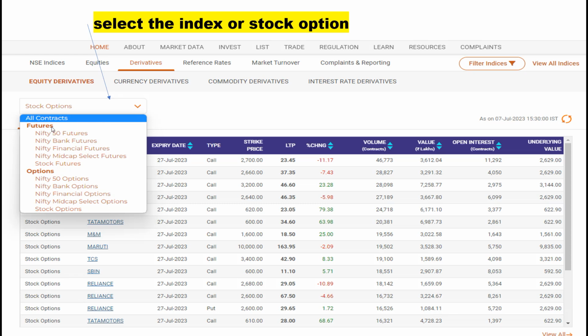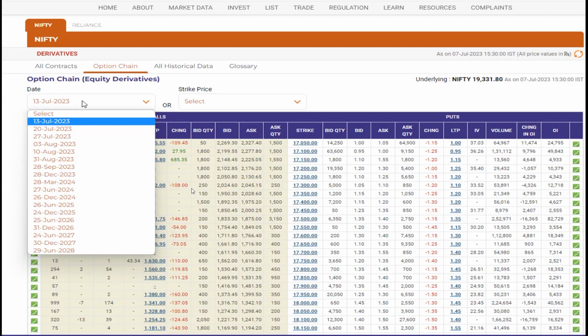Under that, we have the futures and options. Under futures: Nifty 50 futures, Nifty Bank futures, Nifty Financial futures, Nifty Midcap Select futures and stock futures. Same for options also: Nifty 50 options, Nifty Bank options, Nifty Financial options, Nifty Midcap Select options and stock options. So this is the option chain of Nifty 50.